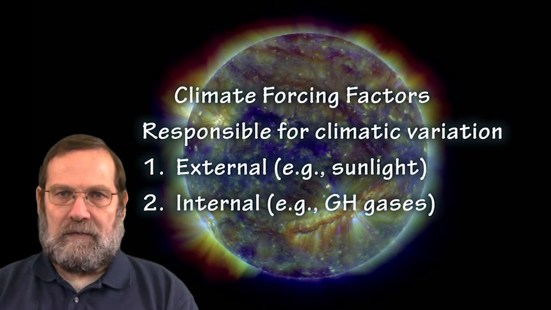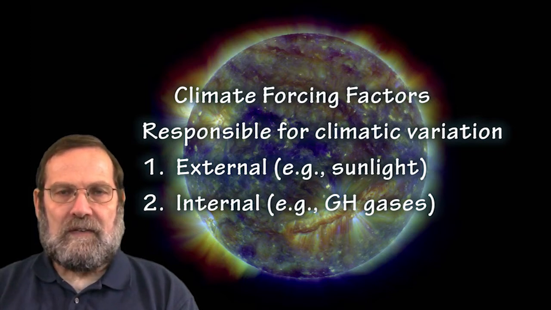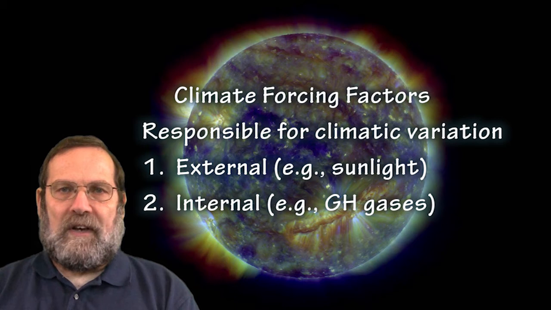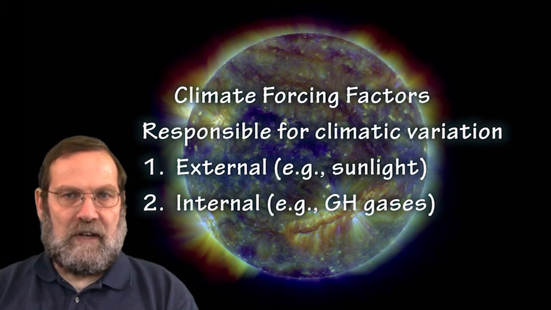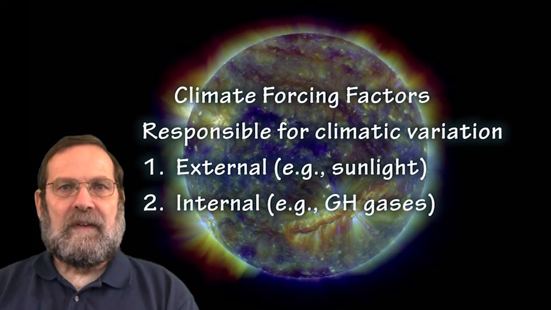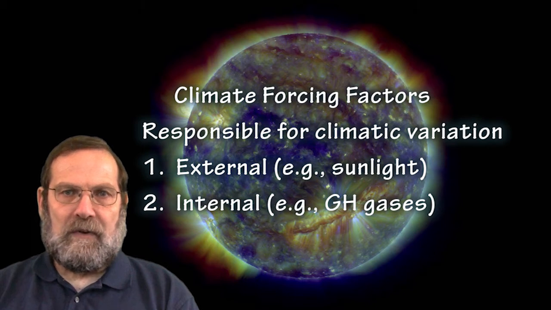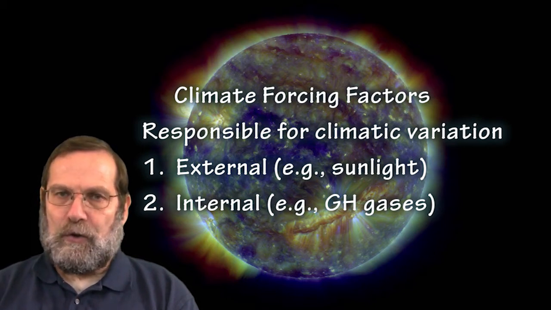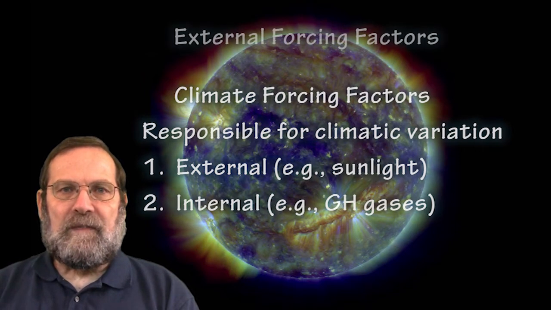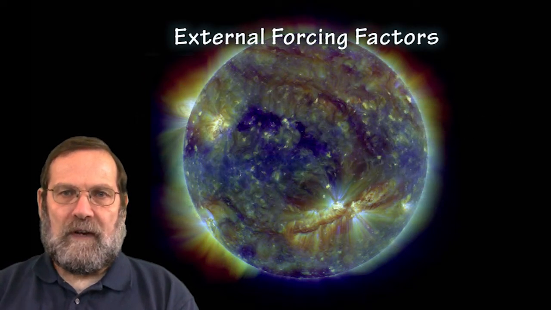External forcing factors involve agents outside of Earth and its atmosphere. By contrast, internal forcing factors originate right here on Earth. Variations in sunlight, for example, are external, whereas variations in greenhouse gas concentrations are internal. This segment focuses on external forcing factors.